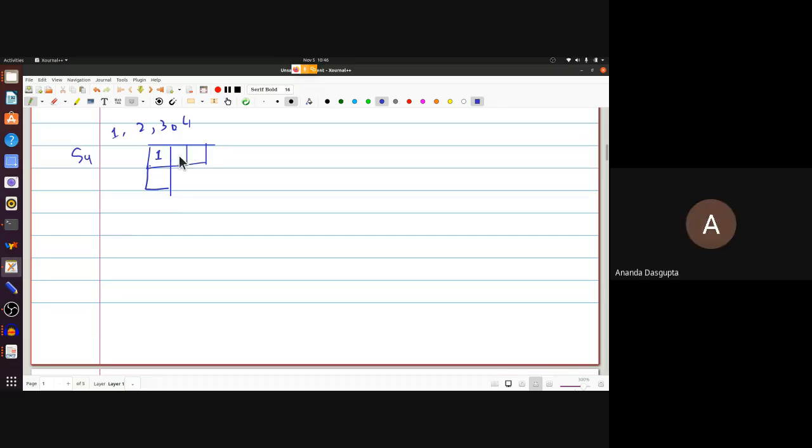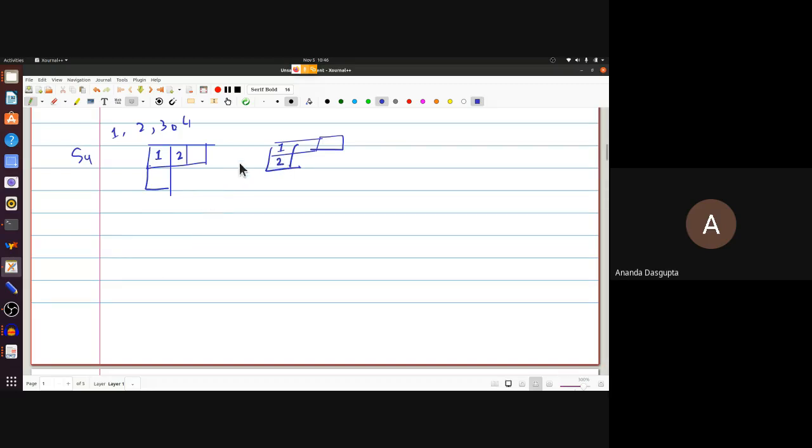Yes. Now what about 2? Where can you put the 2? Well, you can put the 2 here, right? But you can also put the 2 here. So there's another possible standard Young tableau where you have a 1 here and a 2 here. That's also going to work, right?